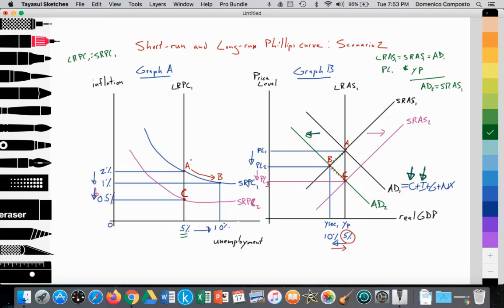In the short-run Phillips curve, that translates to a movement along the short-run Phillips curve from point A to point B, where we see unemployment rising from 5 to 10% and inflation decreasing from 2 to 1%. So we have disinflation in the economy. Unemployment is rising as a result of firms decreasing their quantity of aggregate supply from point A to point B, which is leading to the rising unemployment.